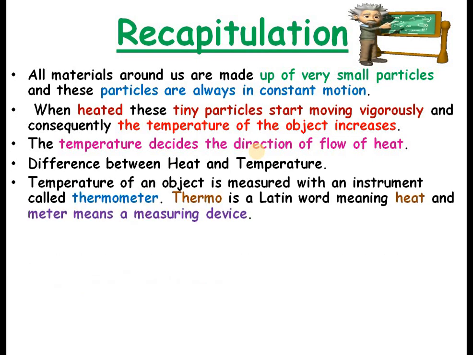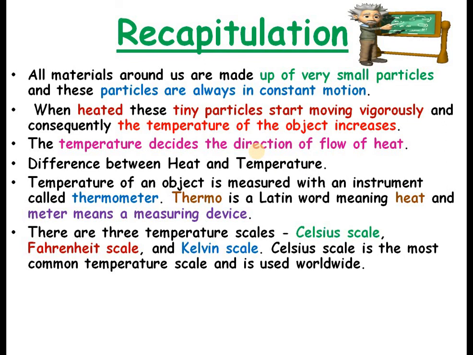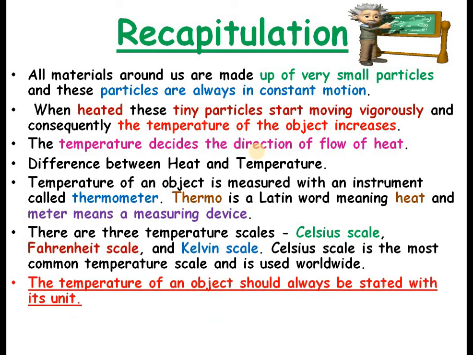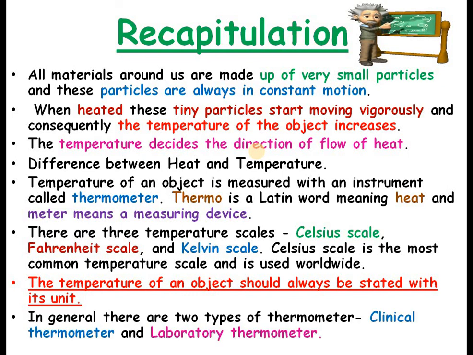Temperature of an object is measured with an instrument called thermometer. Thermo is a Latin word meaning heat, and meter means a measuring device. There are three temperature scales: Celsius scale, Fahrenheit scale, and Kelvin scale. Celsius scale is the most common temperature scale and is used worldwide. The temperature of an object should always be stated with its unit. Very important. In general, there are two types of thermometer: clinical thermometer and laboratory thermometer.